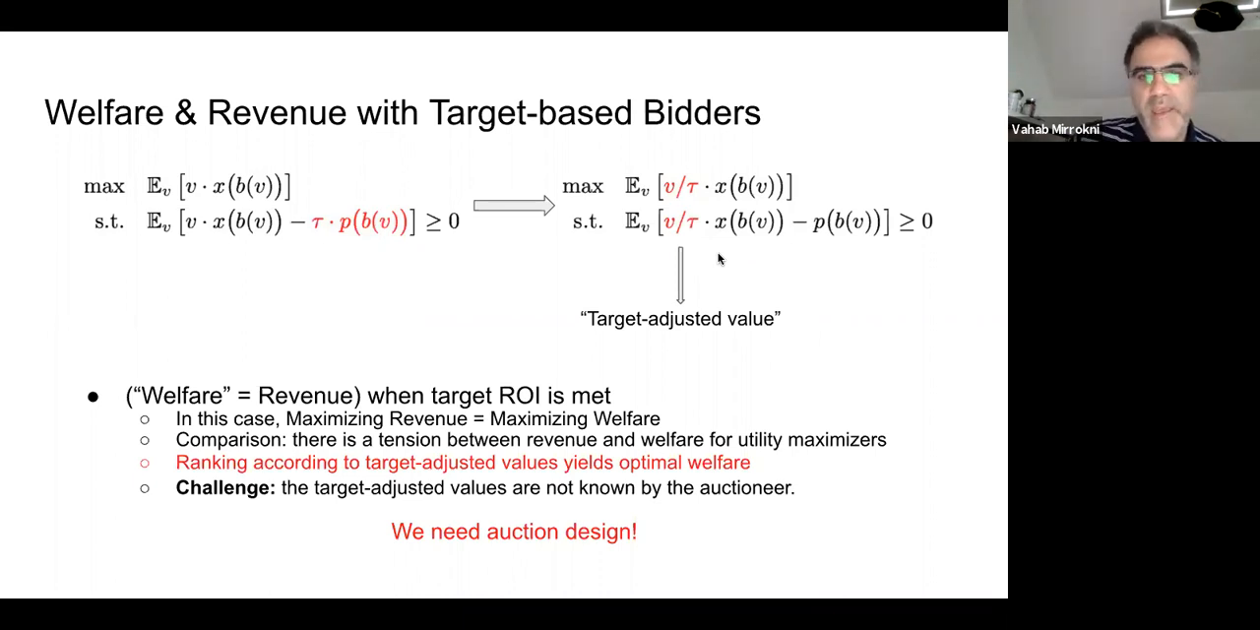So when we adjust the value by the target, we note that if the target ROI constraint is satisfied, maximizing revenue of the auction and maximizing the welfare of the auction become equivalent. Welfare is basically the revenue plus the value that advertisers or the buyers get from the system. So as long as we can satisfy the constraints, one idea is to simply rank the target adjusted value numbers. So we ask advertisers for their bid and the value of the target, and then we can just sort based on this. But the problem is that advertisers do have incentive to game and give us different values and targets to get a better outcome. So we need auction design.